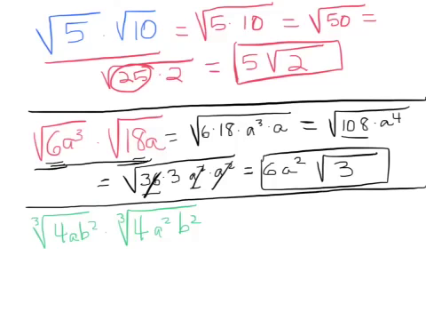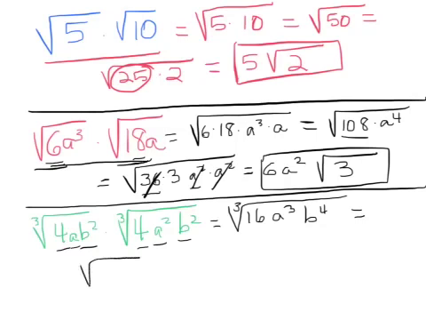Now what happens when we get a cube root? Well, we're not going to be scared. We're just going to multiply the radicands, put everything under the cube root sign, and then simplify. So I've got 4 times 4 is 16. A times a squared is a cubed. And b squared times b squared is b to the 4th. So I'm going to simplify this radicand looking for perfect cube factors.